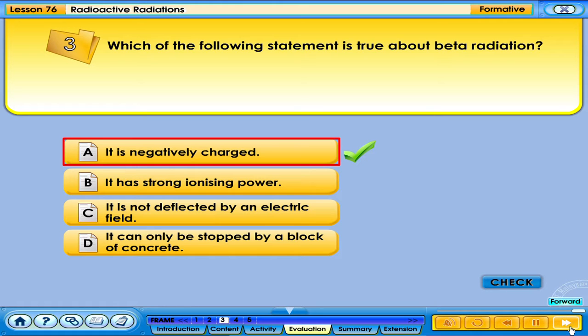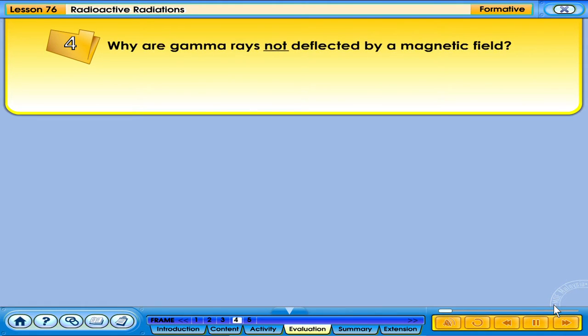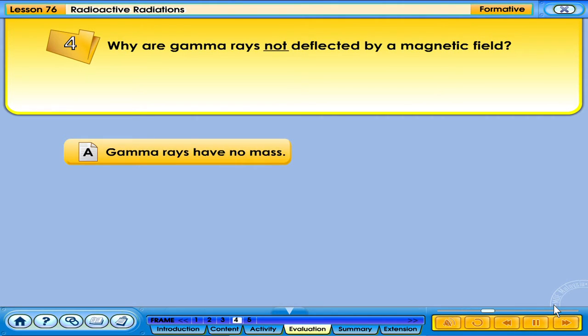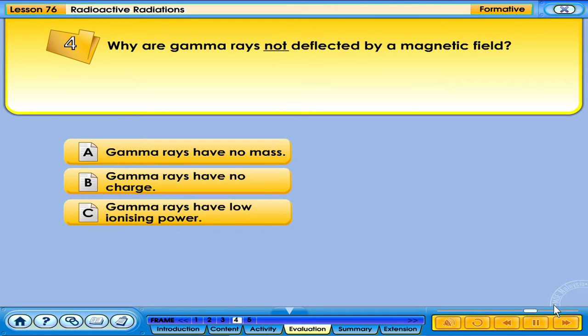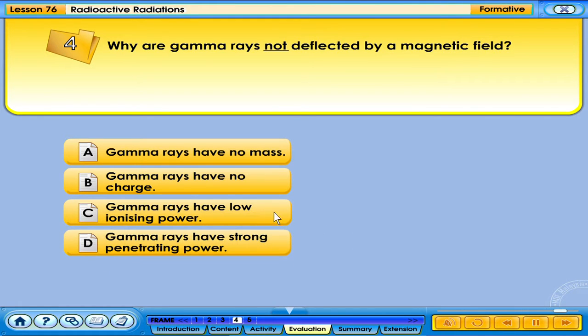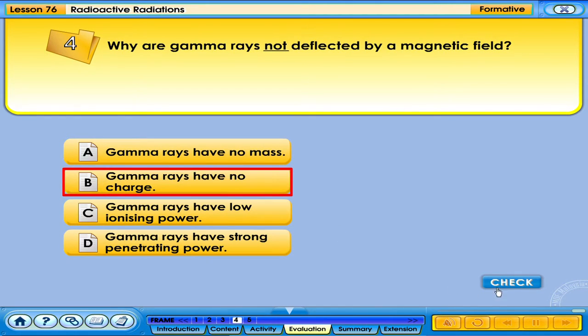Your answer is correct. Why are gamma rays not deflected by a magnetic field? A. Gamma rays have no mass. B. Gamma rays have no charge. C. Gamma rays have low ionizing power. D. Gamma rays have strong penetrating power. Your answer is correct.